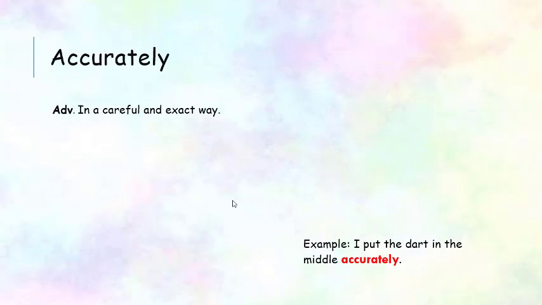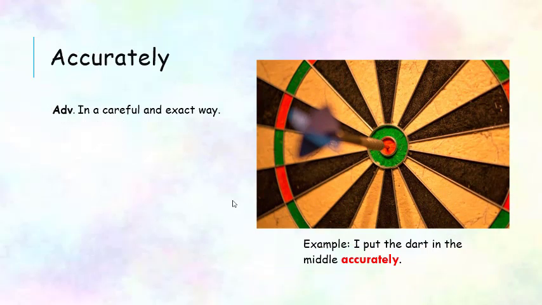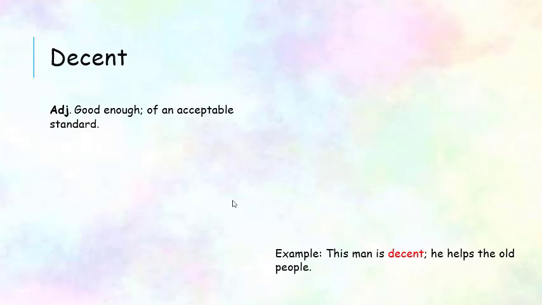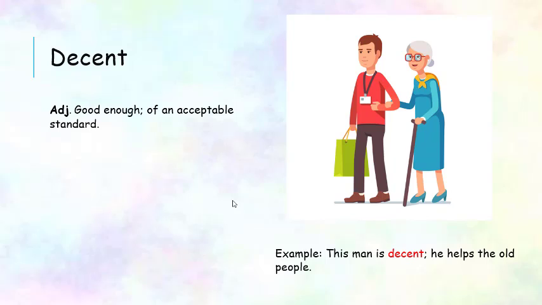The following word is accurately. And accurately means in a careful and exact way. Like here, I put the darts in the middle accurately. So here accurately is an adverb. Next word is decent. And decent is good enough, of an acceptable standard. Decent means to be good. And decent is an adjective. Like that man is decent. He helps the old people. Is he bad? No, he is decent.